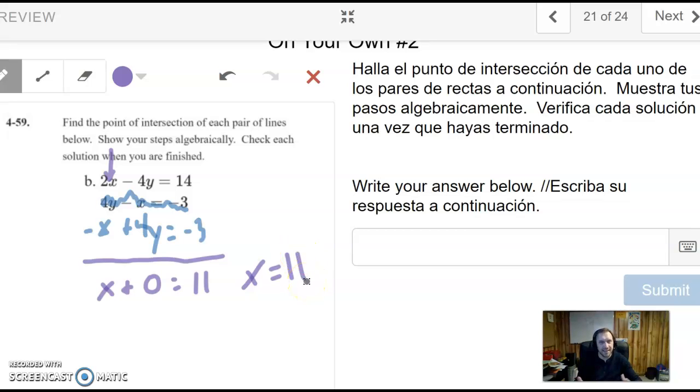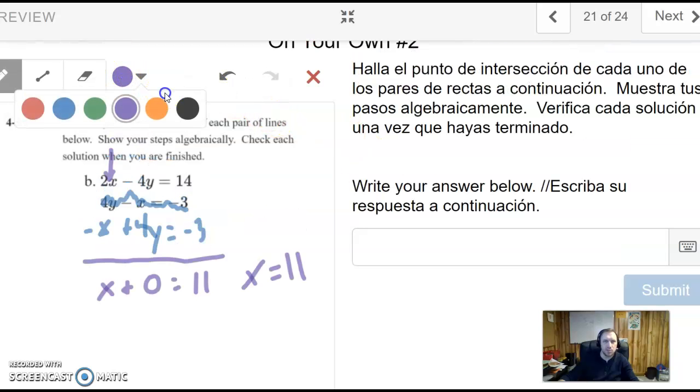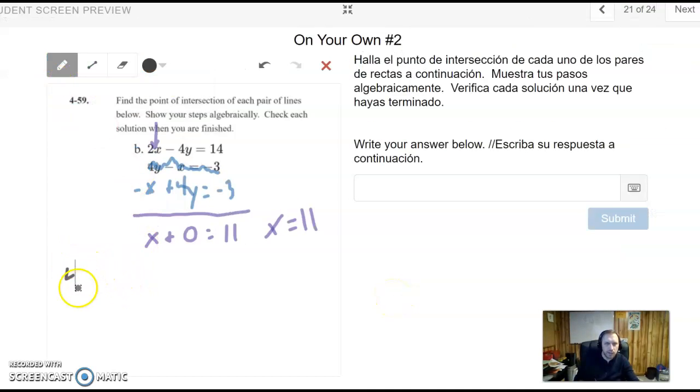And if we know x is 11, let's test it in one of these equations. So bottom one, top one, it doesn't matter. I'm going to do the bottom one just because then I'm going to zoom in a little bit here. You can do the top one or vice versa. 4y minus x equals negative 3.